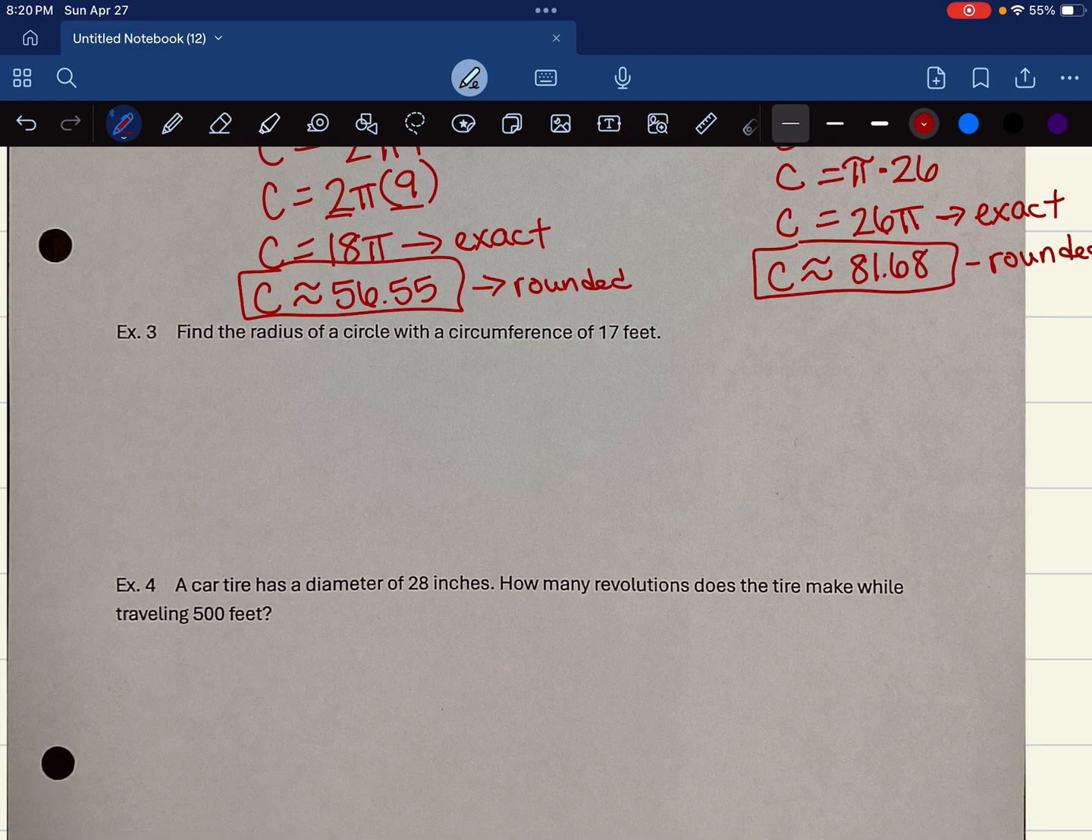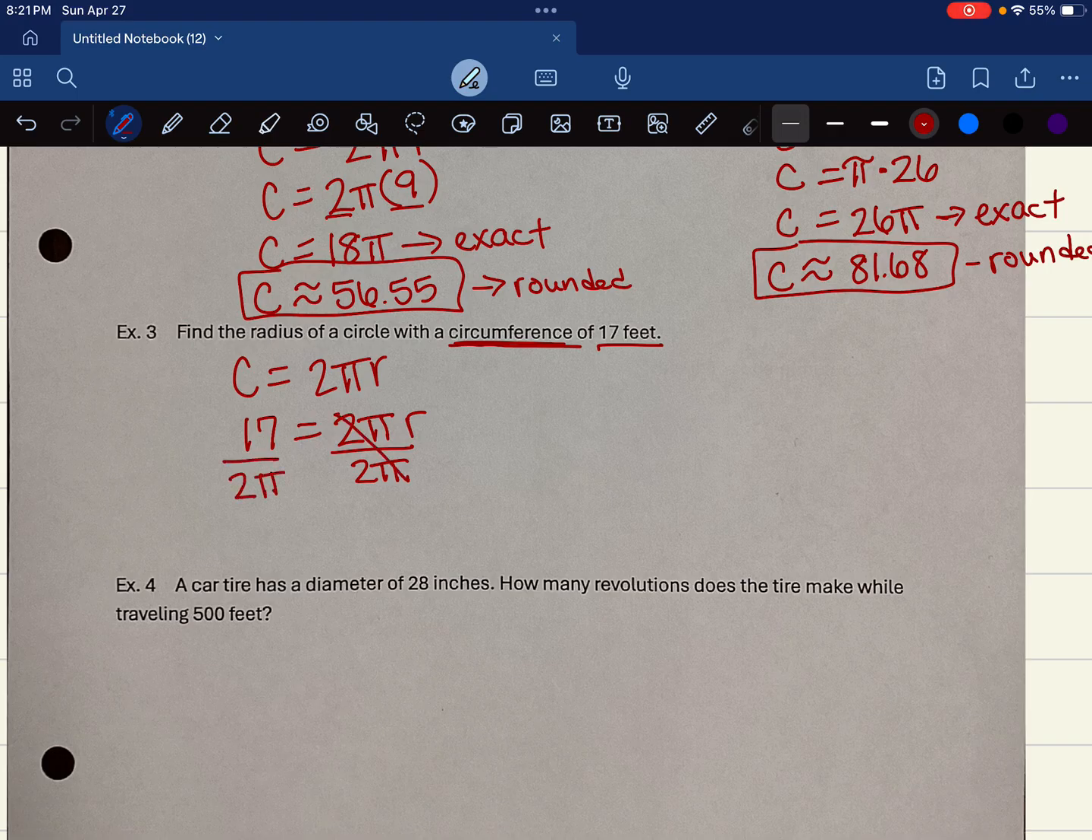Okay, example 3 asks you to find the radius of a circle with a circumference of 17 feet. Again, I would always use whatever formula it's asking you for. So if it asks for radius, I would use 2 pi r. Then we plug in what we know, which this time it tells us the circumference, which is c, is 17. So I would say 17 is equal to 2 times pi times r. What are we trying to solve for? We're trying to solve for radius, so I would divide by 2 pi, because that's what I don't need on this side.